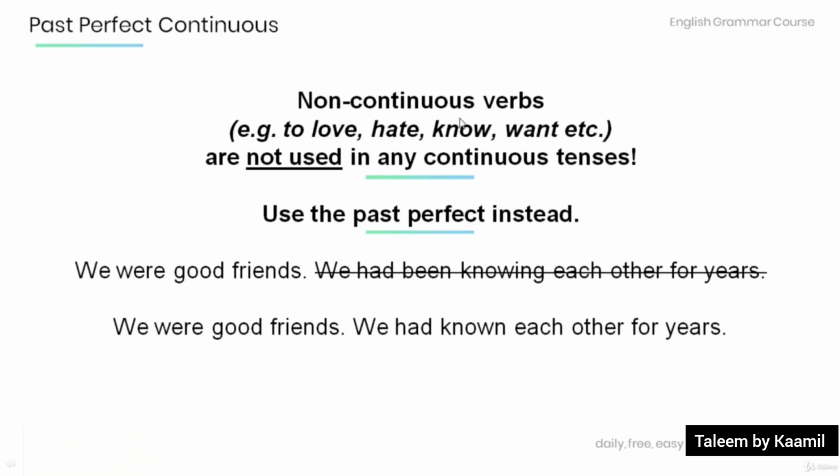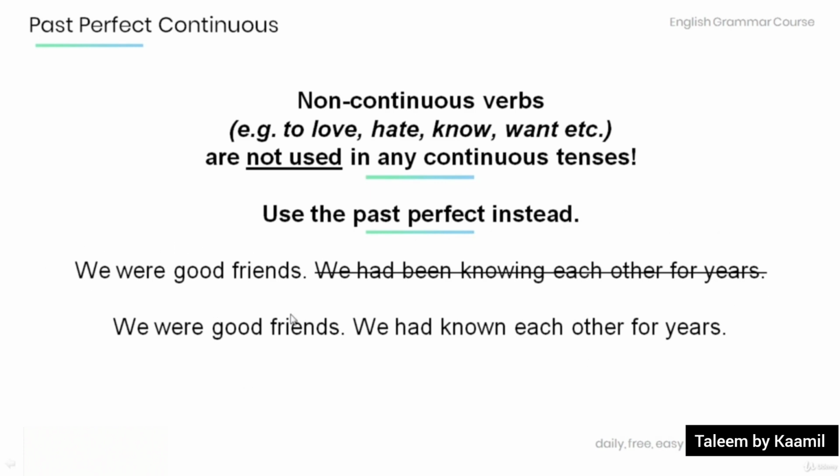Remember, the non-continuous verbs such as to love, hate, know, want, etc. are not used in any continuous tenses. Make sure to use the past perfect instead. Have a look at the examples over here.